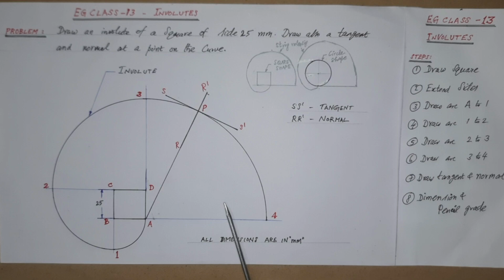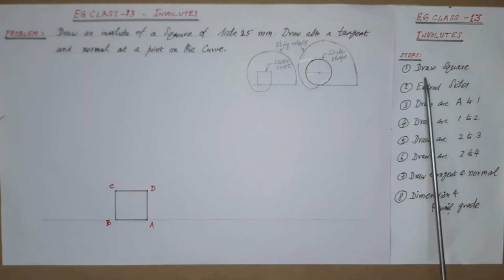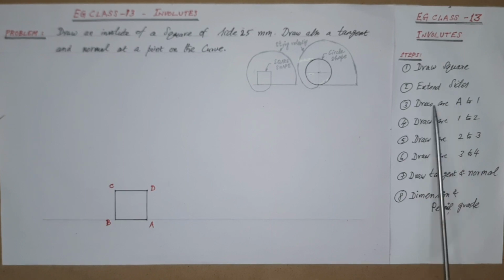There are chances of making a mistake in taking the radius. Think and then take the radius properly while doing the problem. But with respect to this problem, it is very simple. Now as per step 1, draw the square. That is, first draw the square with the side 25 mm.